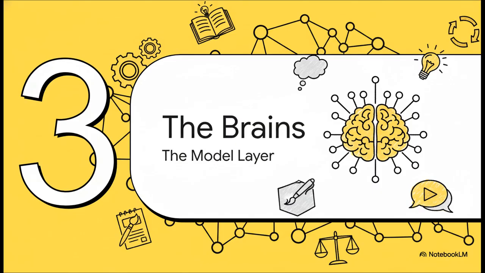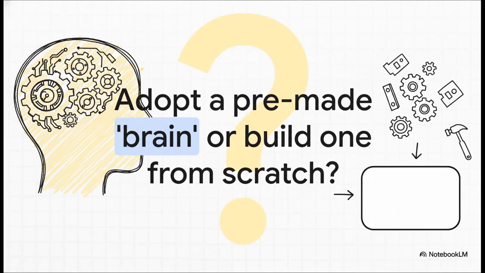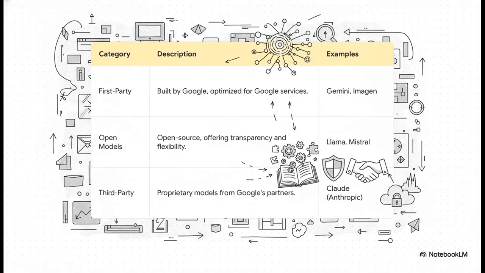Okay, now we get to the really fun part, the core intelligence. This is the model layer. Let's just call it the brain of the entire system. This is where all the learning, the reasoning, and the content creation actually happens. And this brings us to one of the most critical fork-in-the-road decisions you will make as a leader. Do you adopt an existing, pre-trained model, a powerful brain that's pretty much ready to go? Or do you invest the huge amount of time, money, and expertise it takes to build a custom one from the ground up? For most people, honestly, adopting a model is the smartest path.